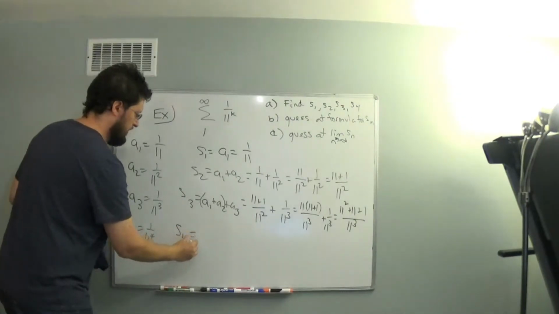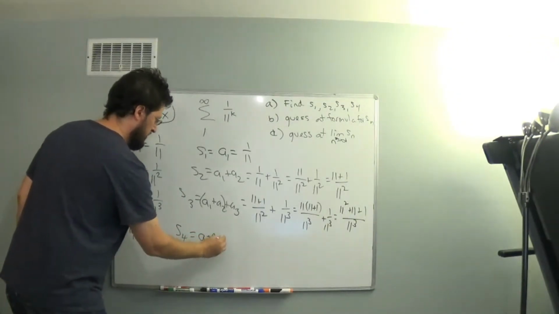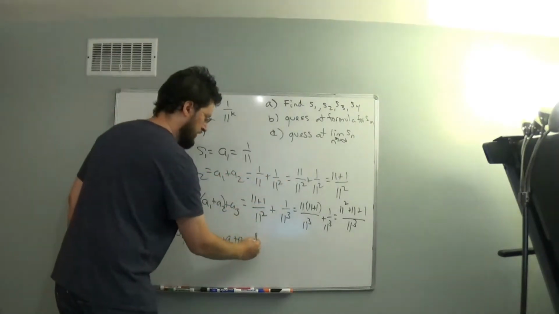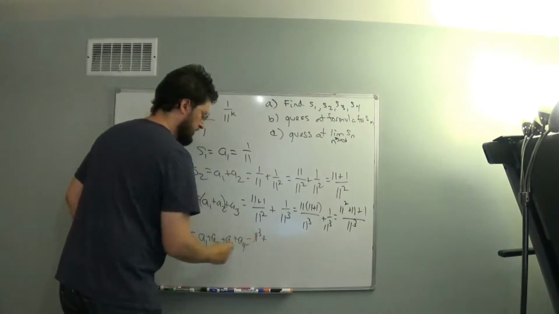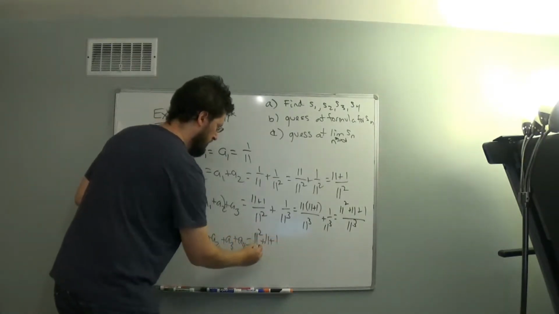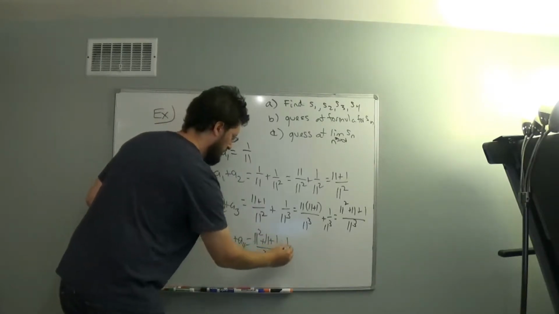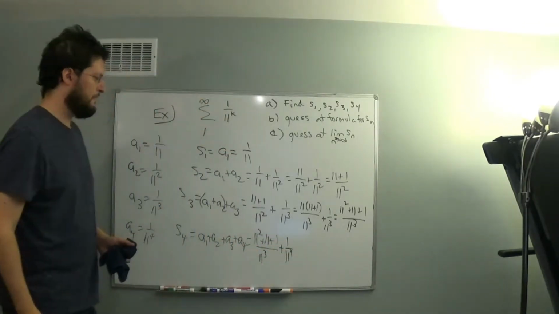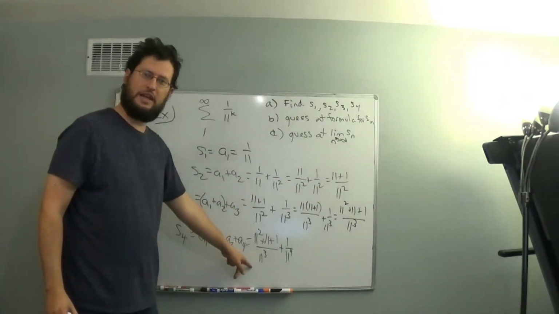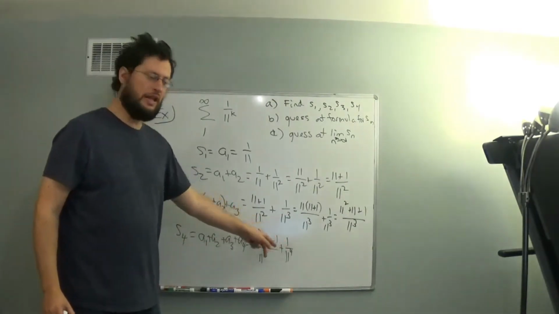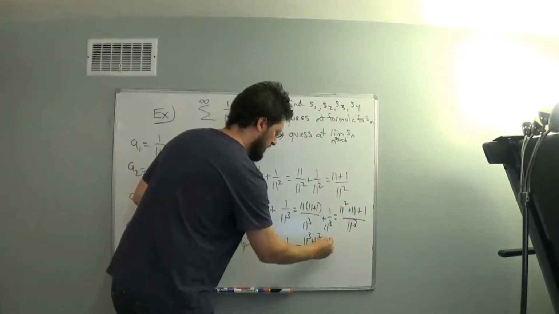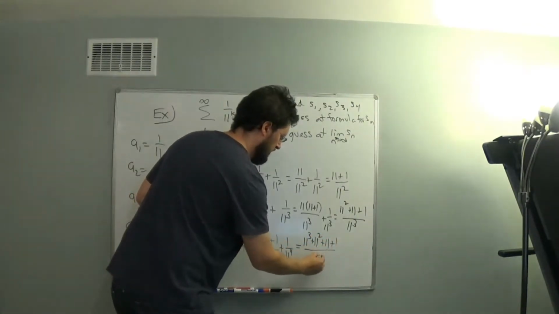S4 will be A1 plus A2 plus A3 plus A4, which is the value that we just calculated, 11 squared plus 11 plus 1 over 11 cubed, plus 1 over 11 to the fourth. If we do the same thing, I'm not going to work out all the details, but if I multiply by 11 over 11 again to get a common denominator, distribute the 11 through, and add everything up, I get 11 cubed plus 11 squared plus 11 plus 1, all over 11 to the fourth.